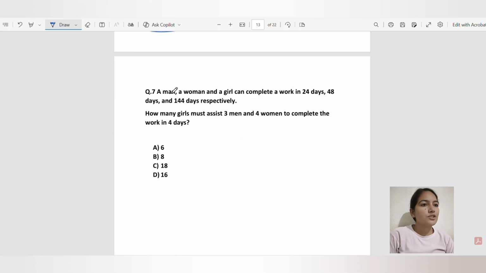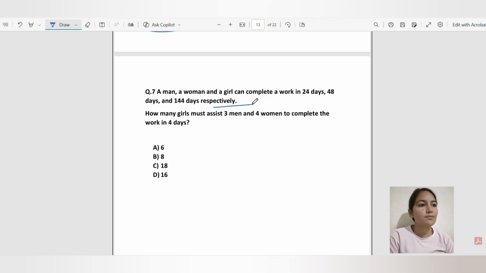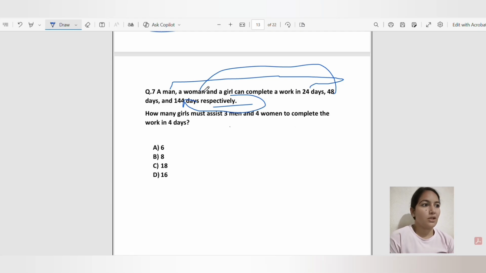Let's see the next question. A man, a woman, and a girl can complete a work in 24 days, 48 days, and 144 days, respectively. Means a man can complete a work in 24 days, a woman can complete a work in 48 days, and a girl can complete a work in 144 days. Then how many girls must assist 3 men and 4 women to complete the work in 4 days?